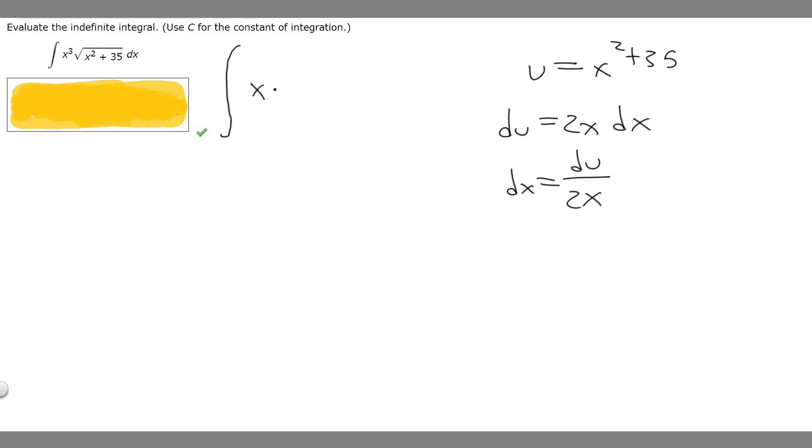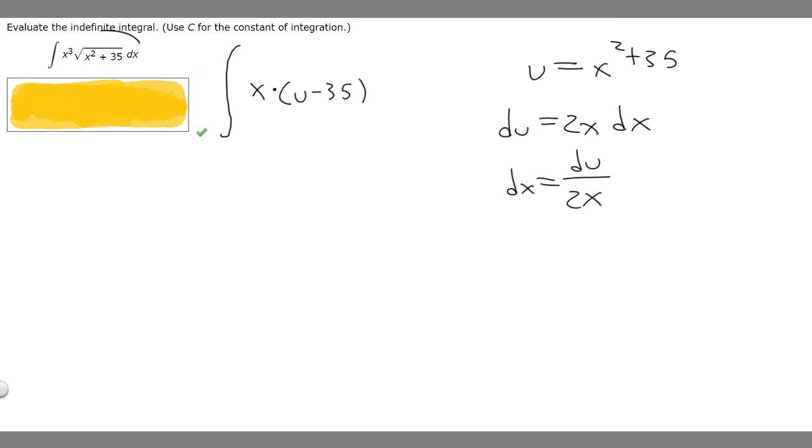So it's going to be x times x squared. But we can't have this x squared here, right? Somehow we're going to have to replace it with something. And we know that u is equal to x squared plus 35. So we can solve this for x squared and replace x squared with that. If u is equal to x squared plus 35, x squared will be equal to u minus 35. So we're going to replace the x squared with that. So let's go ahead and do that. We're going to have x times u minus 35.